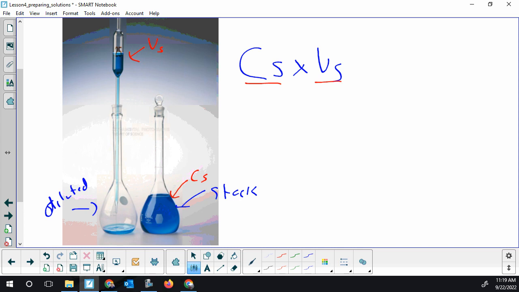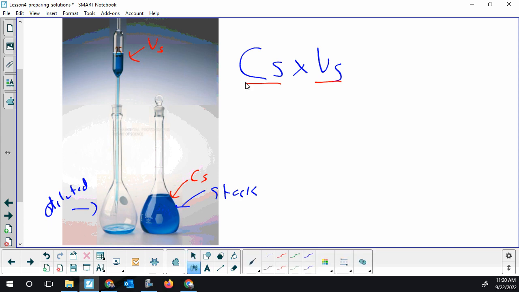You need to ignore the total volume of the stock. It's irrelevant. You don't need to know it. You could dilute from the Pacific Ocean. You do not need to know the volume of the Pacific Ocean. You just need to know if you take 10 mils out of the Pacific, that's all you need. So at no point are we ever going to use the total volume we have at the beginning.